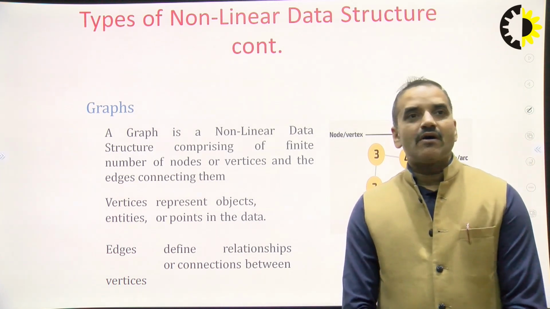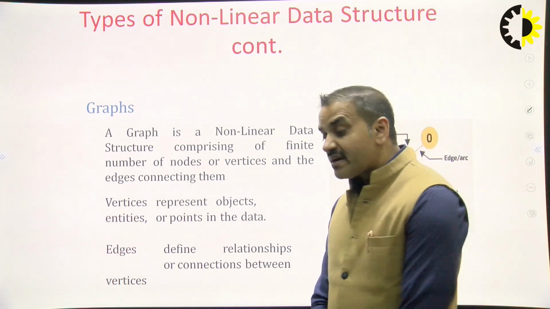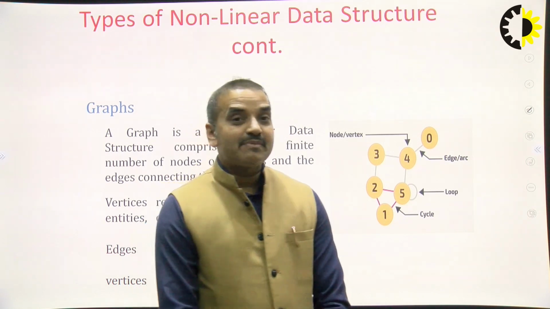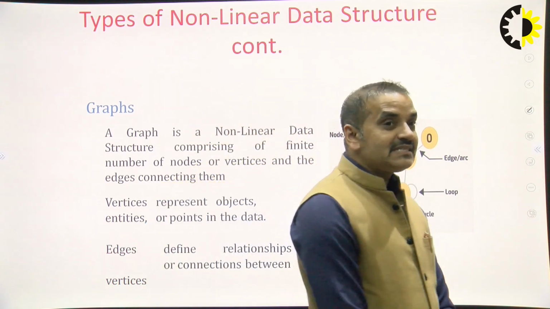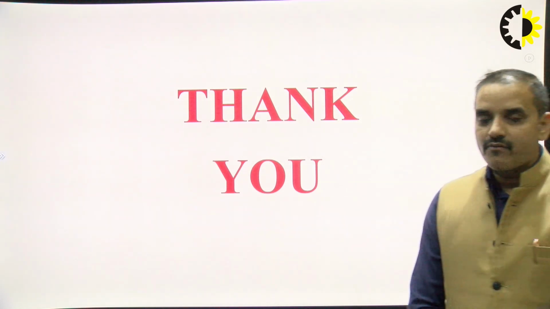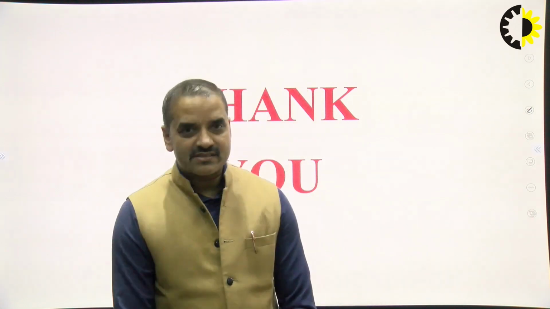Now the next type of non-linear data structure is graph. A graph is also a collection of vertices and edges, in which vertices represent the values and edges represent the connection between two vertices. This is all about the basic concepts of data structure.